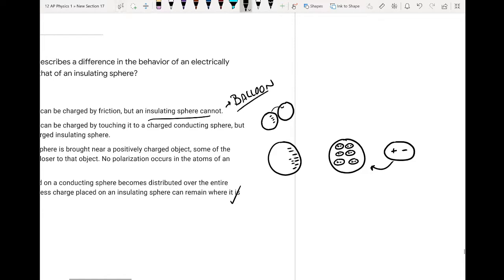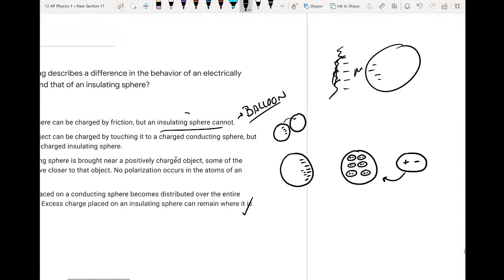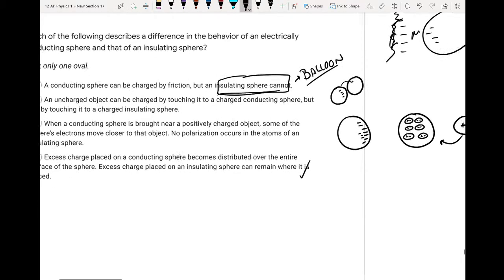That's what happens whenever we have a balloon. We'll say, hey, we have this fur, we have this object, and it's got these electrons, so they're just kind of chilling on there. But we say, oh, this balloon, this insulating sphere has a larger electron affinity, so when we rub it on there, the electrons will stick to this insulating surface and stay where they were. But we know that an insulating sphere can be charged by friction.